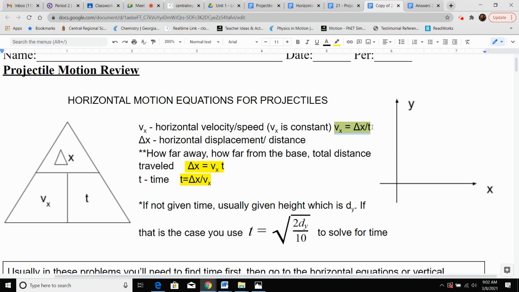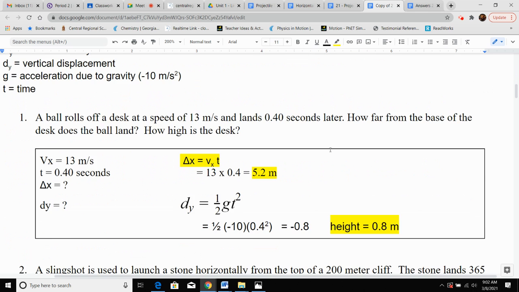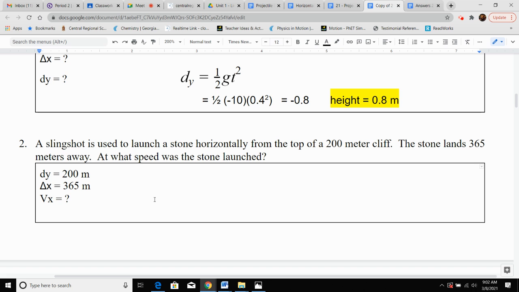Vx is delta x divided by t. So if I go to that and I copy it, and then I go down here. All right, I have delta x. What don't I have? I don't have time.